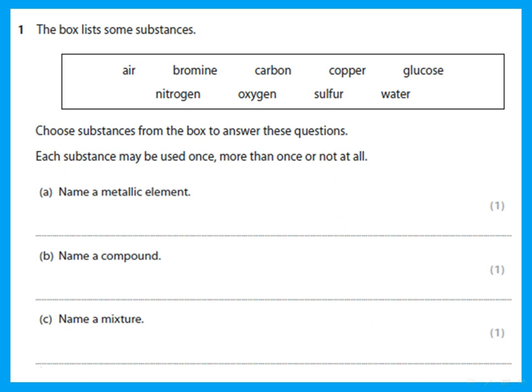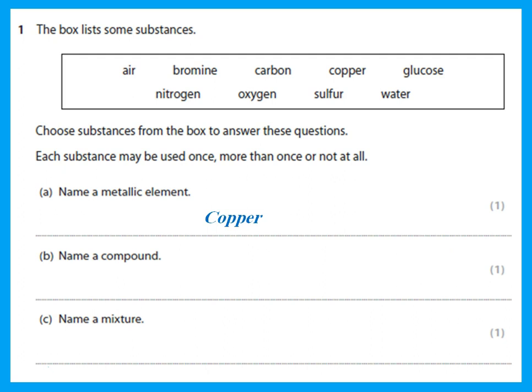Some students, when they choose one of the answers, cancel it out so they don't look at it again. That's not correct. So bear in mind that each of these may be used more than once. So the first question says, name a metallic element. Which of these is a metal? You should be able to tell that the one that's a metal is copper.